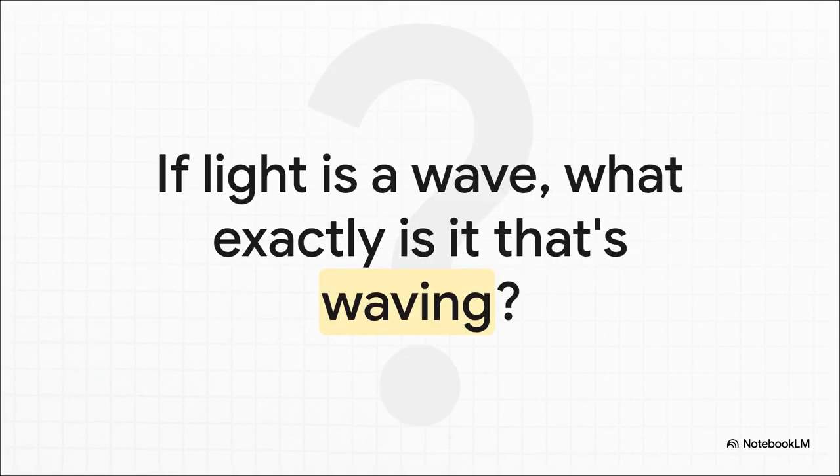But this leaves us with one last massive question, doesn't it? I mean, we get it. A sound wave is air that's waving. An ocean wave is water that's waving. So, if light is a wave, what exactly is it that's doing the waving? What is the stuff that light is a ripple in? Well, that's a story for another time.